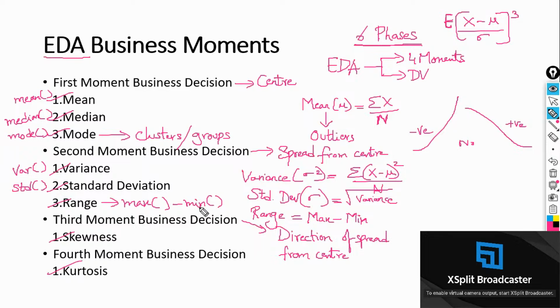Then, what about skewness? Skew is the function. So all these seven measures were discussed, but let me show you some plots before we start and discuss the fourth moment business decision.